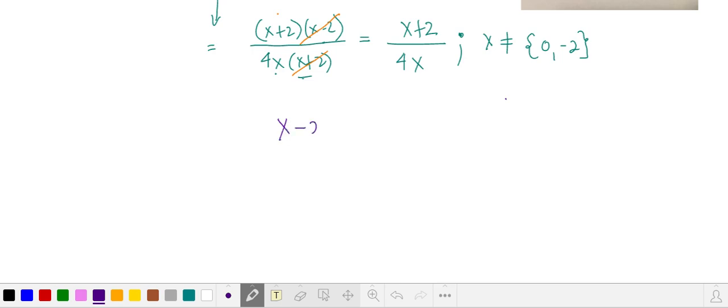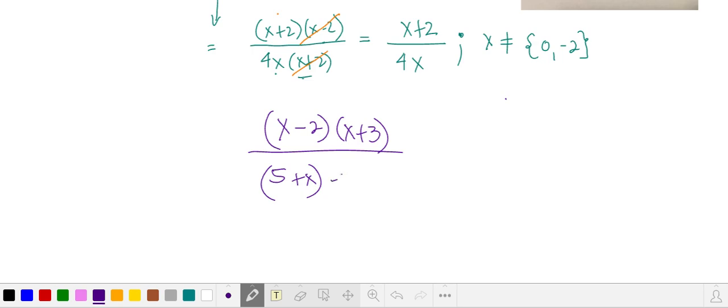x minus 2, x plus 3 over 5 plus x minus 3, x plus 3. Can we cancel this one out? Again, no. We cannot cancel this and this. We cannot do that because this is a minus 3. So for something like this, the proper way to do it is to simplify. Keep the numerator x minus 2 because that's already in factored form.